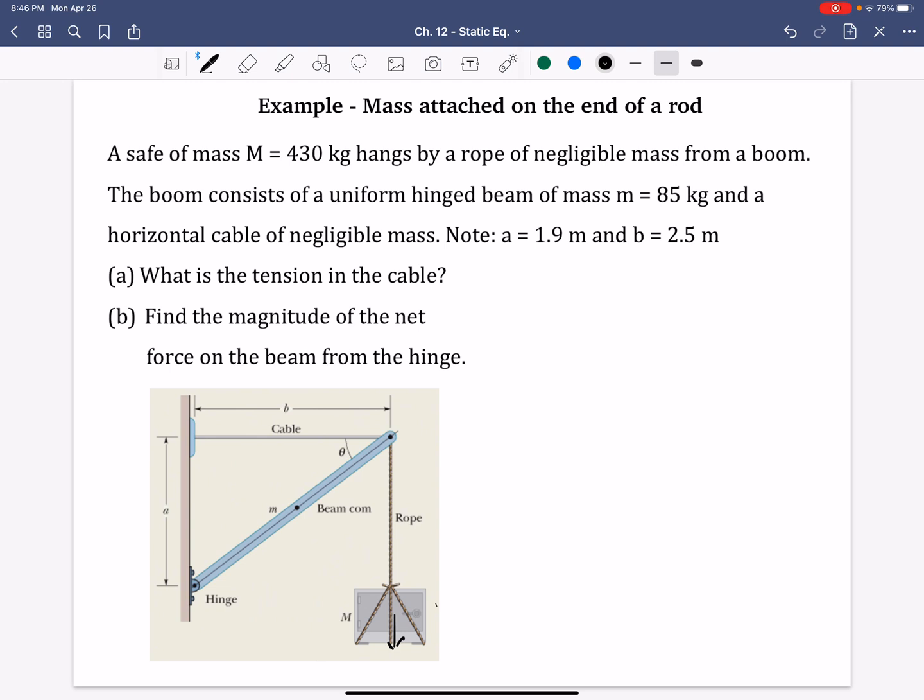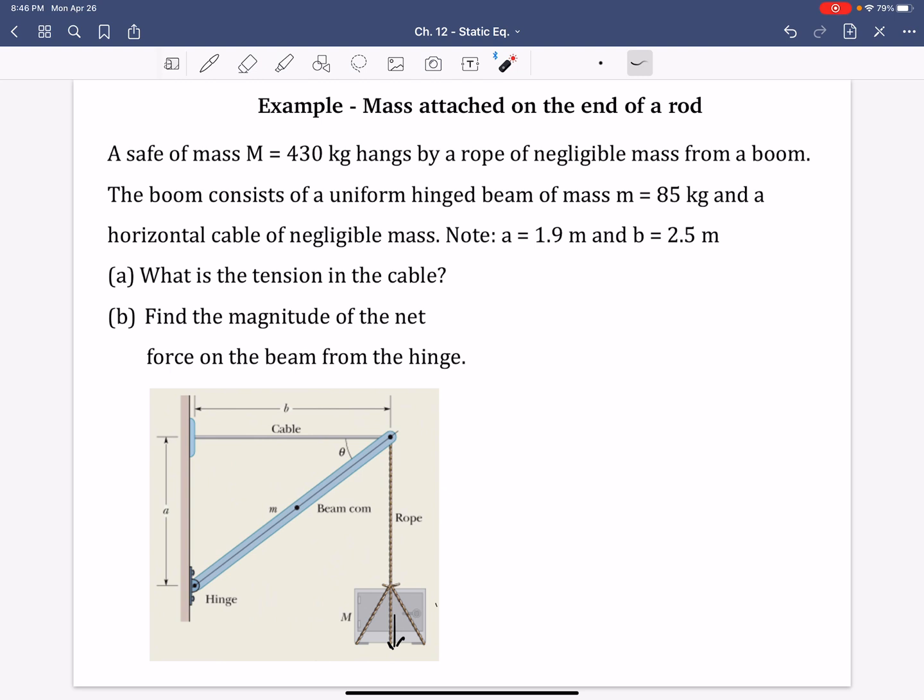In this example, we will have some angles, okay? We have an angle theta right there, in fact. So our second law equations will be a little bit more complicated, but not too much more, right? So let's walk ourselves through it here.